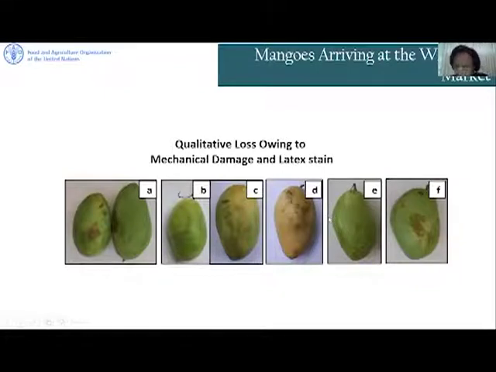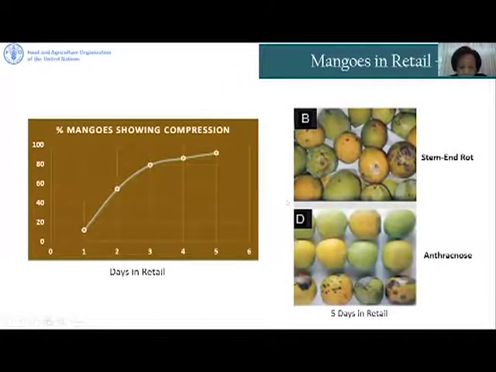As a consequence of this mechanical damage, the mangoes have a very short shelf life, and they ripen very rapidly. Like here, you can see after 5 days, you have up to 90% compression damage becoming evident as the mangoes ripen. Also, as the mangoes are maintained in retail, you see the manifestation of latent infestations. These are actually pre-harvest infestations, which only become apparent when the mangoes begin to ripen. So that's another critical loss point that has to be addressed in the supply chain.